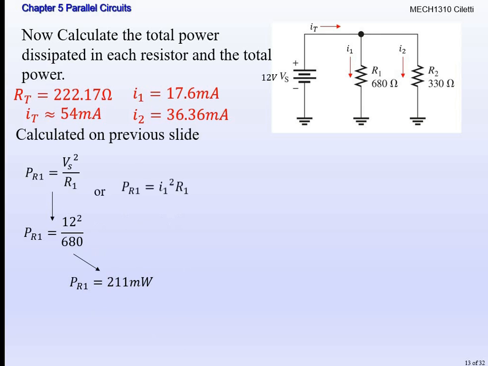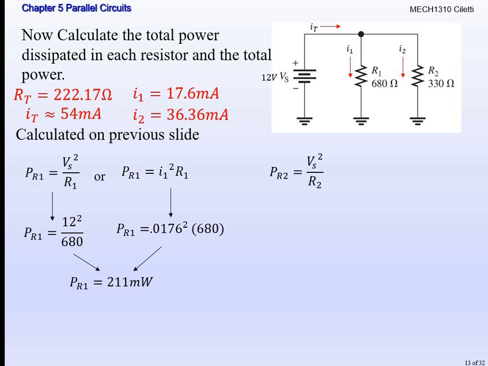Okay? Or, all right, say you wanted to use the I squared R version of power. That's completely fine. We know what I1 is. We calculated it before. Just make sure that you use it in its standard form. So you've got to use 0.0176, square it, and then multiply it by 680. When you do that, you still get 211 milliwatts. So I'm showing you both ways to apply Watt's law there. You only do the one that suffices for you or what you're given.